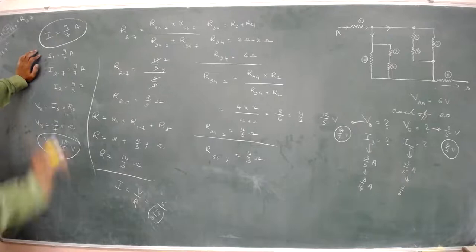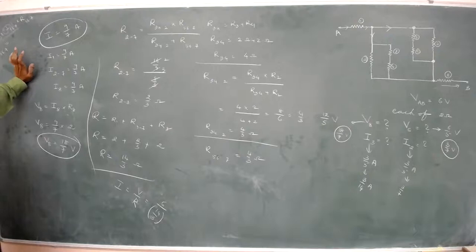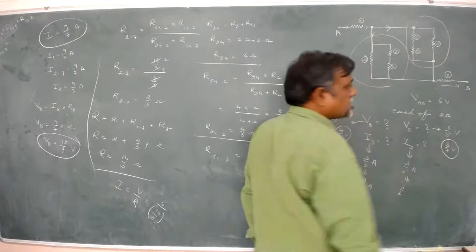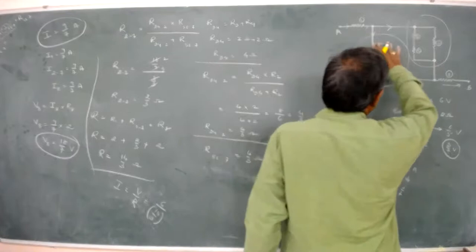Now, the current for 5, 6, 7 we need to find. For that, one more thing can be done. If you look at this group and this group, these two are in parallel. Am I correct? In the parallel combination, the same potential will be there. So the potential across this and the potential across this will be equal.